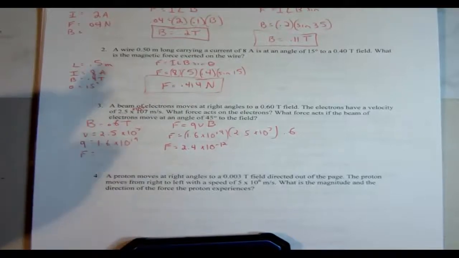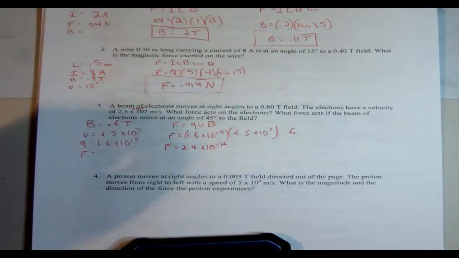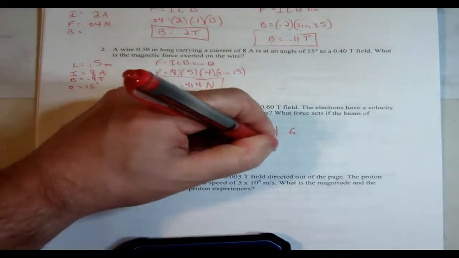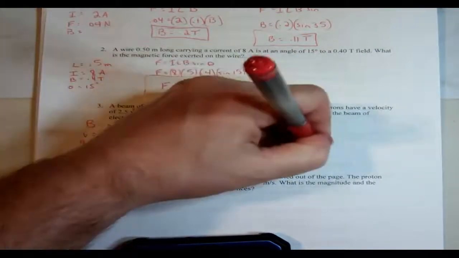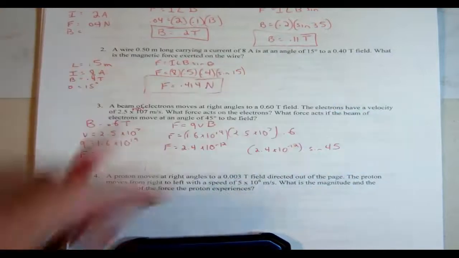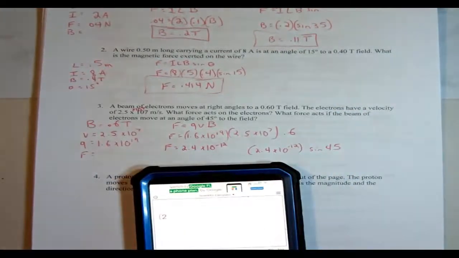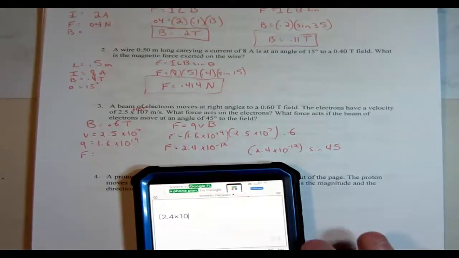Next question says, what force acts on the beam of electrons if it moves at an angle of 45 degrees? Same thing. So we take our force, and we just multiply it. So we got 2.4 times 10 to the negative 12. And then we multiply that by sine of 45. Open parentheses, 2.4 times 10 to the negative 12, times open parentheses, sine 45, close parentheses, enter.